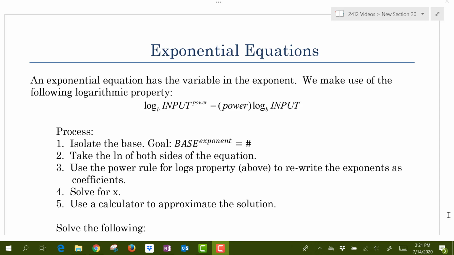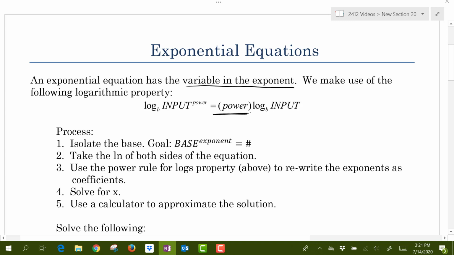In this video, we're going to look at solving exponential equations. An exponential equation is an equation that has the variable in the exponent. We're going to use that power rule that we talked about. If everything inside of a log is raised to the same power, then we can multiply that power out front of the log.